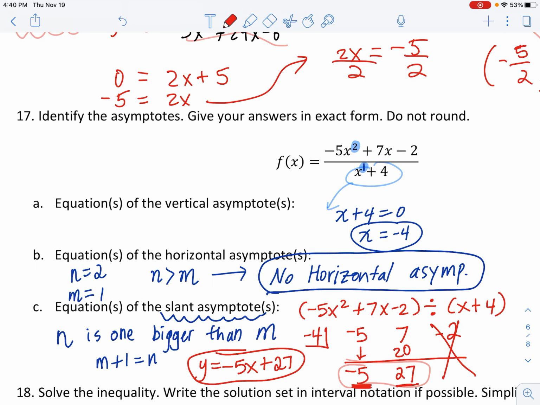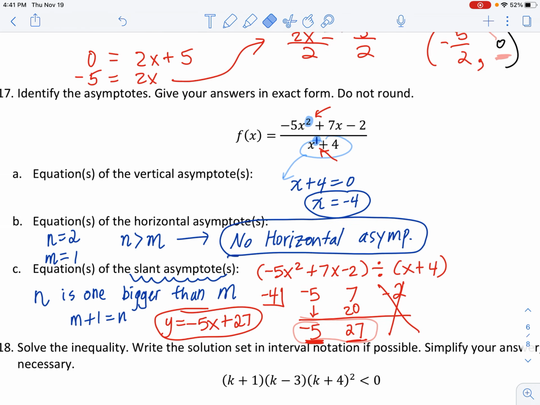It only exists if the numerator degree is bigger than the denominator's degree by 1. So if I make up a random function, if you have x to the 5th power minus 6, and you have x to the 3rd power plus 2, we're not going to have a slant asymptote here because 5 is bigger than 3 but not by 1. So slant asymptote, if it exists, you can find it by finding the quotient.